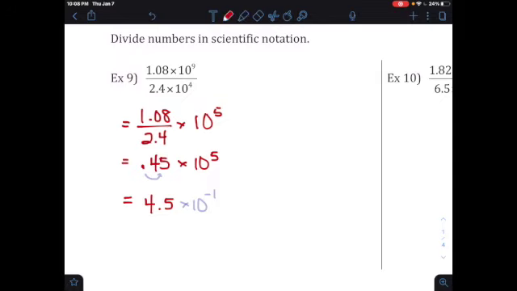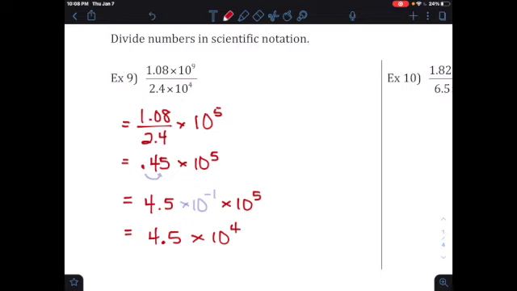And then you have the other part times 10 to the 5th. And when you put them together, you have negative 1 plus 5. Remember, if they are on an even keel, it's really just adding the exponents. Okay, so your answer is going to be 4.5 times 10 to the 4th power. And that is your answer.